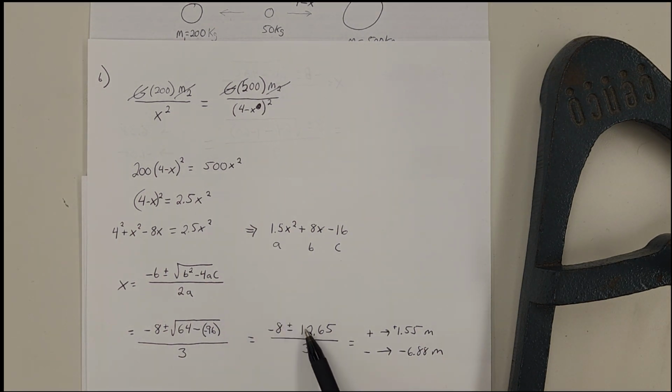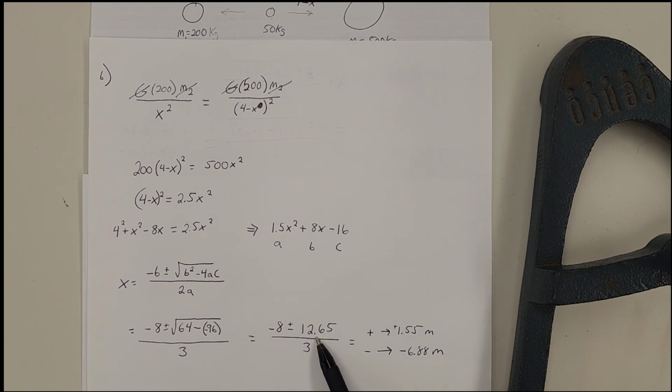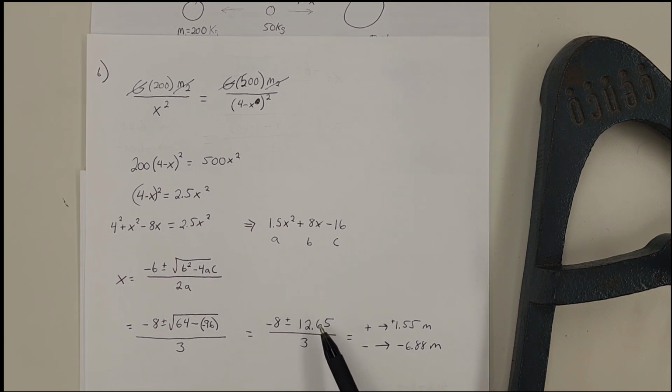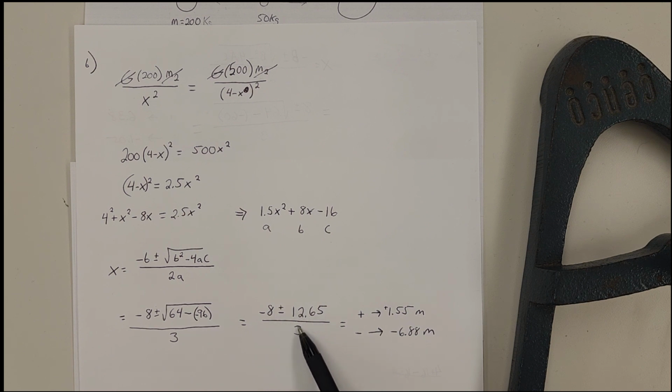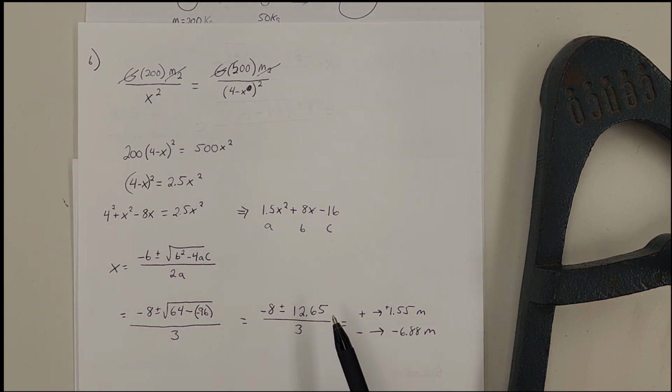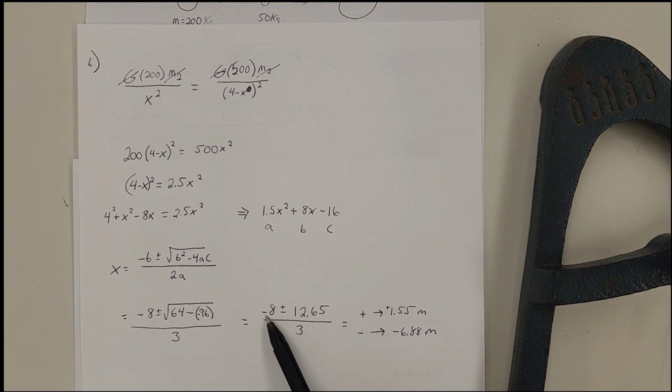This square root turns out to be 11.65. I rounded it, but 11.65. And so we'll have negative 8 plus or minus this number. So when I do the addition, I get a positive 1.55. When I do the subtraction, I get a negative 6.88. So I get two answers.